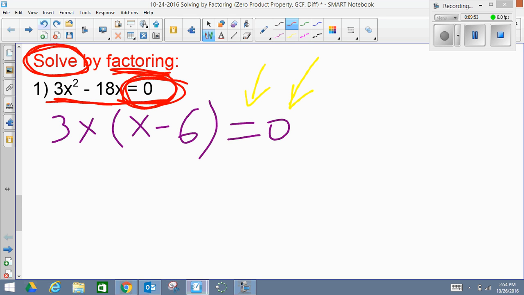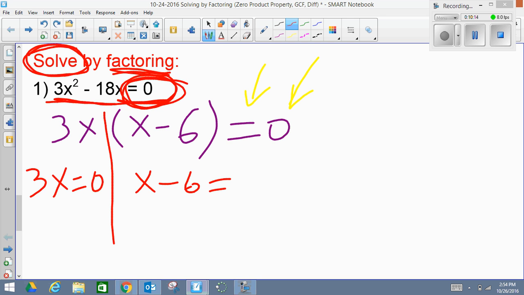Now, because there's nothing else that I can do, I identify my factors. My 3x is one factor, and the x minus 6 is another factor. So what I have to do with those two factors is that every single factor, what I normally do is make a line between the factors, and I say, all right, my first factor has to be equal to 0, and the second factor, which is x minus 6, has to be equal to 0.